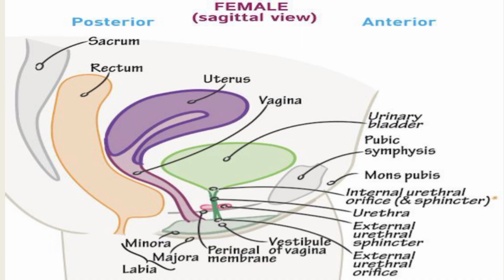This picture is clearly showing, as you can see, that posteriorly, female urethra is related to the vagina. Anteriorly, it lies close to pubic symphysis. Superiorly, it begins at the bladder neck and inferiorly passing through the perineal membrane before opening into the external genitalia.